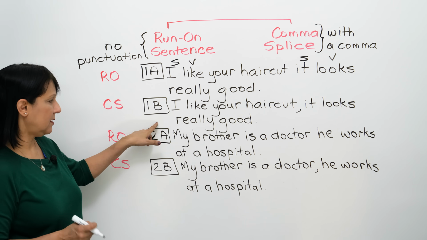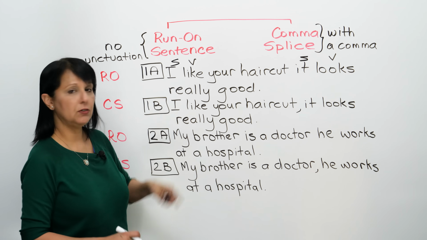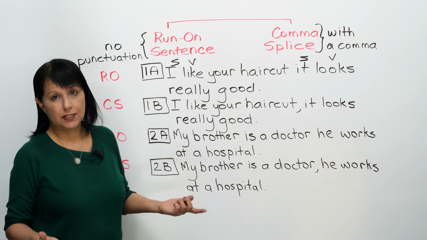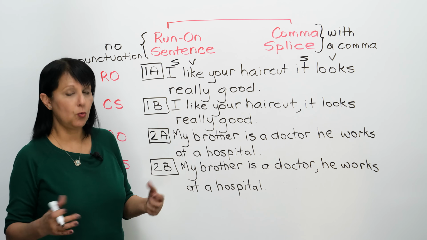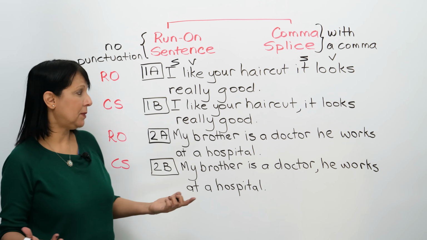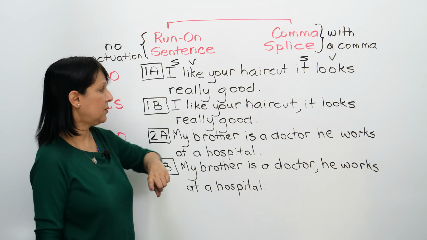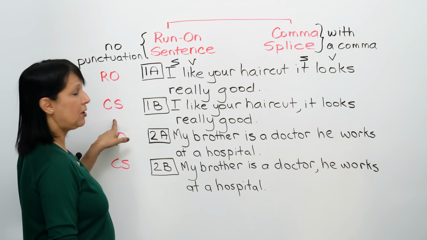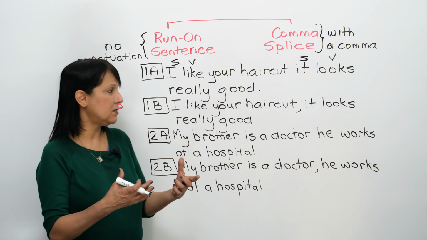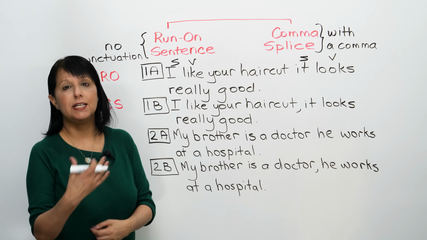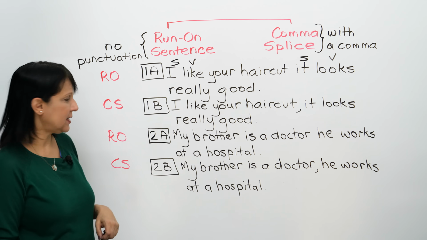Let's take a look at this one. I like your haircut, comma, it looks really good. Well, it still should be two separate sentences in some way or correctly joined, but it's not. It was only joined with a comma, which is incorrect, okay? So this is an example of the comma splice, which is basically these two sentences were combined into one incorrectly with a comma. Let's take a look at another example.